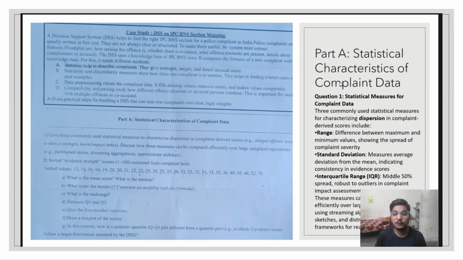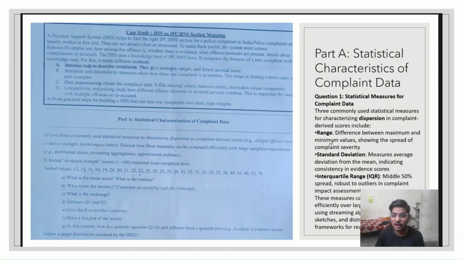For statistical measures, we have three important ones. The first one is range, which is calculated as the difference between the maximum and the minimum value. It shows the spread of the complaint severity. The second method is the standard deviation or variance calculation. The standard deviation measures the average deviation from the mean, indicating the consistency in evidence scores.